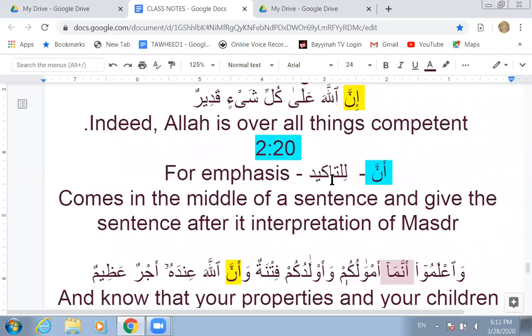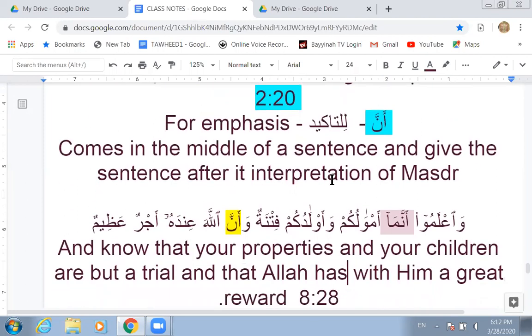Other than giving emphasis, it gives the interpretation of a masdar. Whatever comes after it will be given the interpretation of a masdar, or ta'wil masdar. Whatever sentence comes after it, anna will also make it carry the meaning of a masdar.